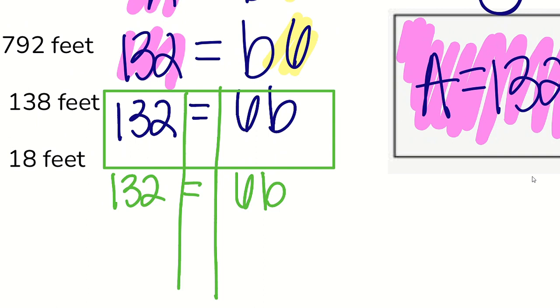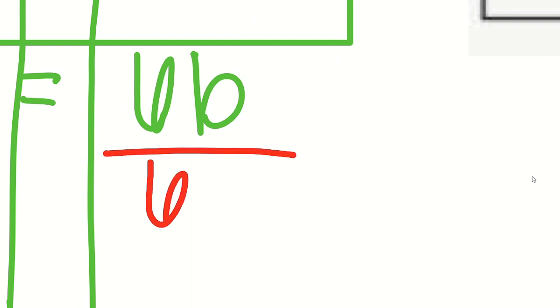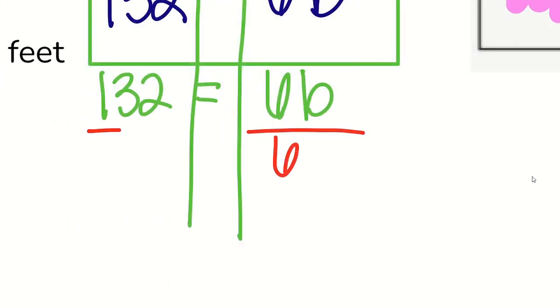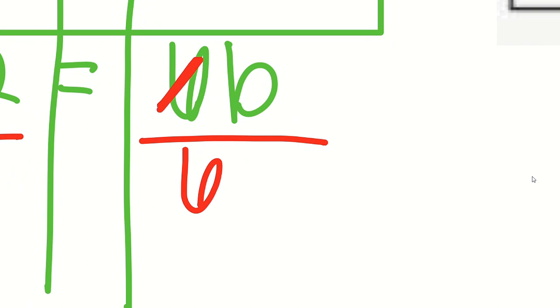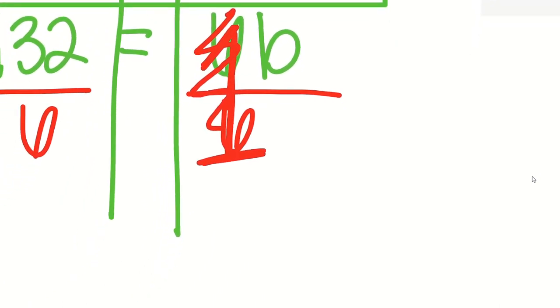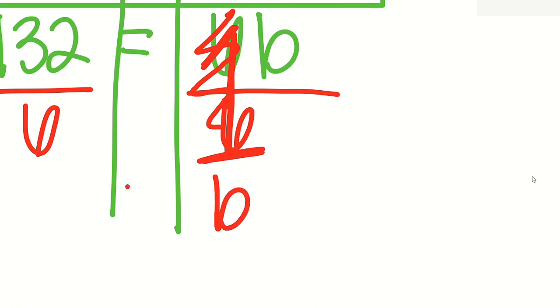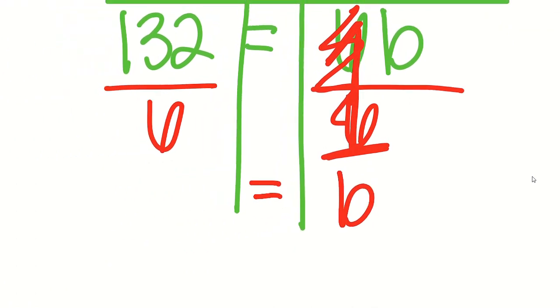Okay, so I'm trying to get the variable b by itself. Right now it's being multiplied, so I've got to do the opposite of multiplying: divide. I'm dividing by 6. Whatever I do on one side, I have to do to the other. Over here I've got 6 divided by 6 is 1. He's gone. So 1b, or just b. And then I've got 132 divided by 6.